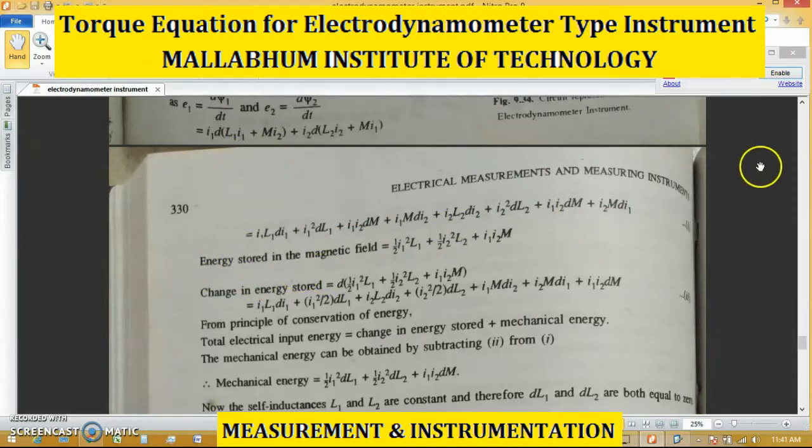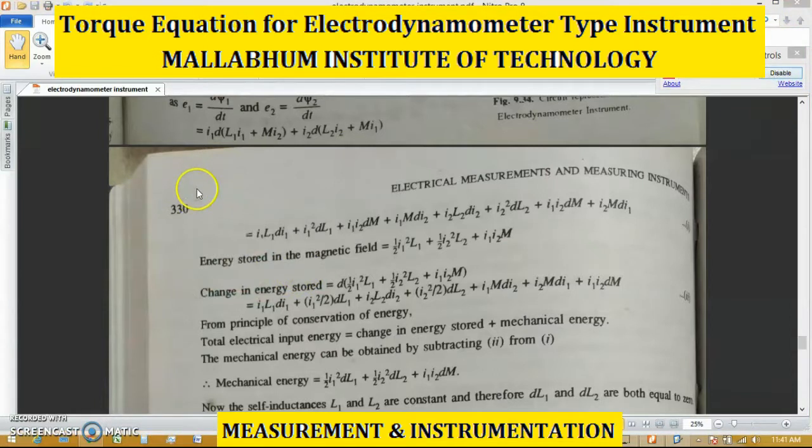Now the energy stored in any magnetic circuit or inductor circuit is half I square into L. This is the general equation. For the energy stored in the two magnetic coils, as there is mutual inductance between them, this term comes. Otherwise the energy stored is half I square into L. Now, as we are considering the instantaneous phenomenon, the change in energy stored is d of this. You can calculate d of this like that.